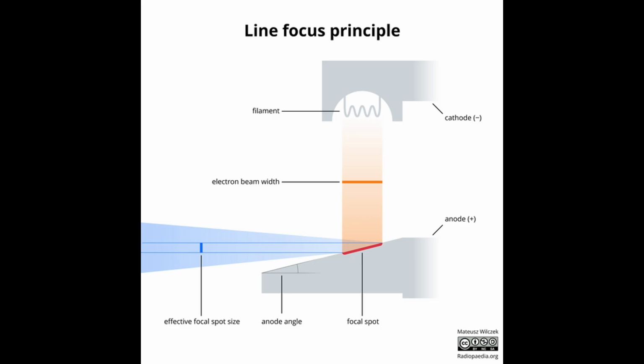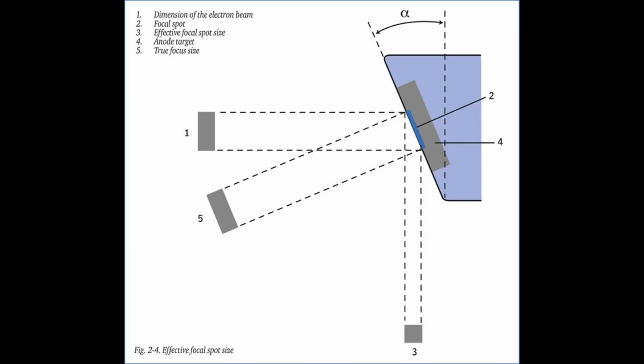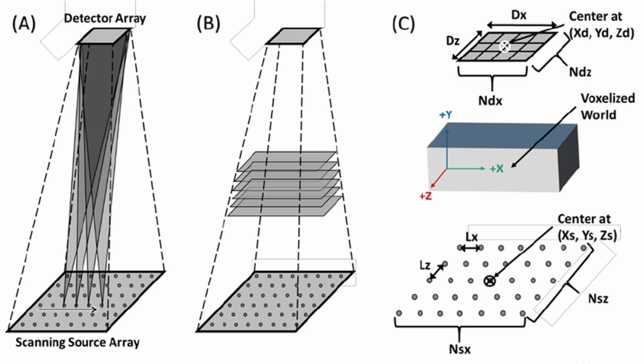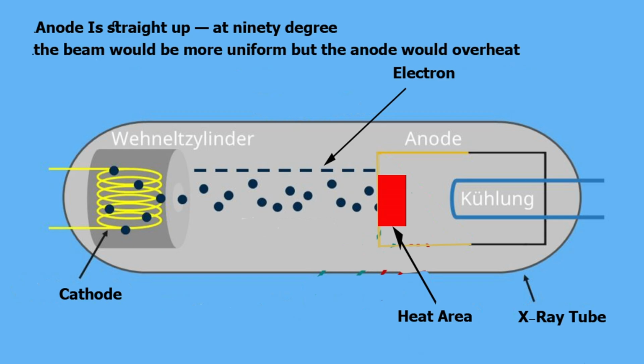Second, heat management. Electrons hitting the anode generate a lot of heat. A larger angled surface spreads that heat more efficiently, allowing higher exposures and protecting the tube. Third, beam geometry and the heel effect. If the anode were straight up at 90 degrees, the beam would be more uniform, but the anode would overheat.